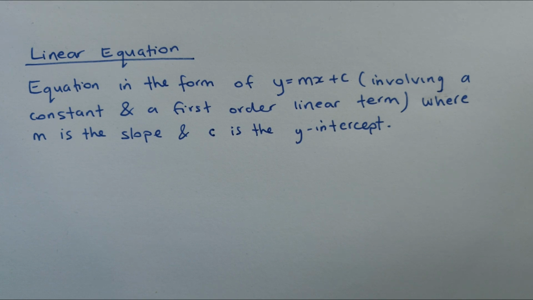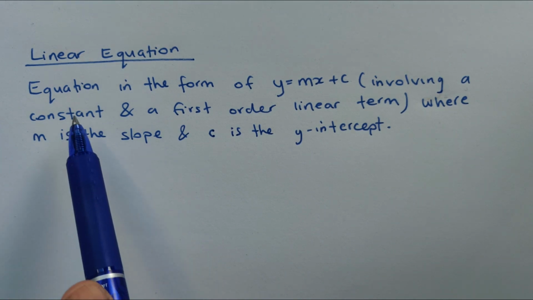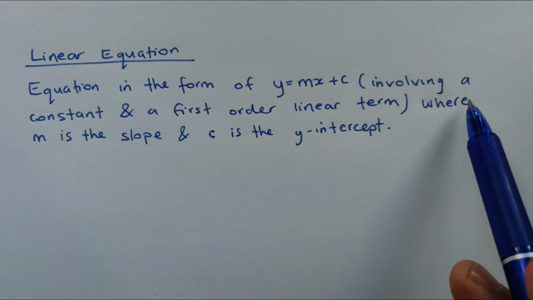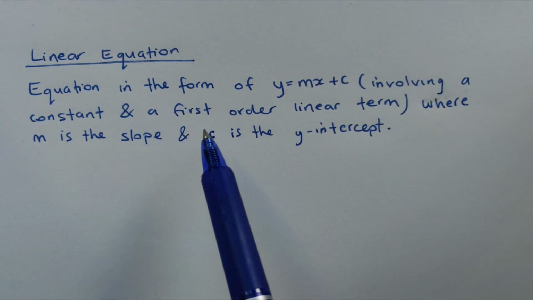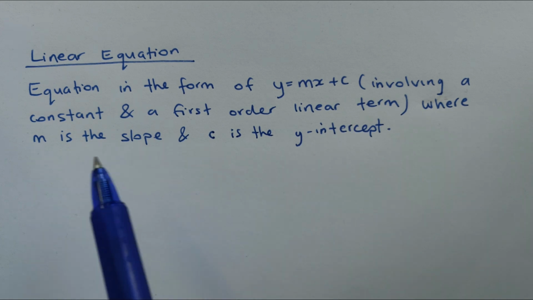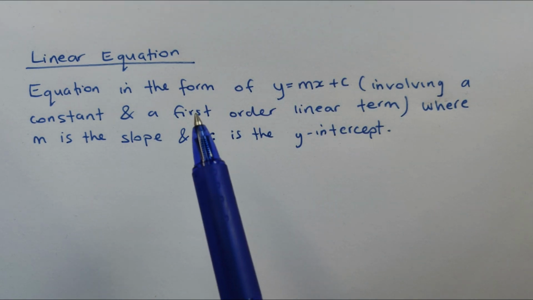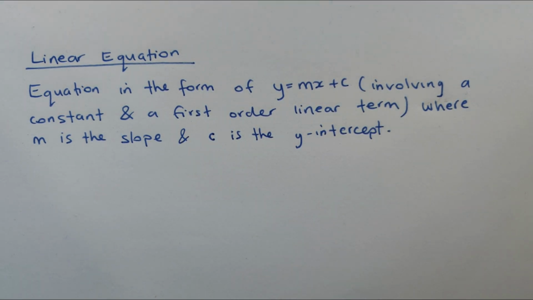In this video I'll be explaining the difference between linear and quadratic equations. A linear equation is an equation in the form of y equals mx plus c, involving a constant and a first order linear term, where m is the slope and c is the y-intercept. So when plotting a linear equation, the result will be a straight line.